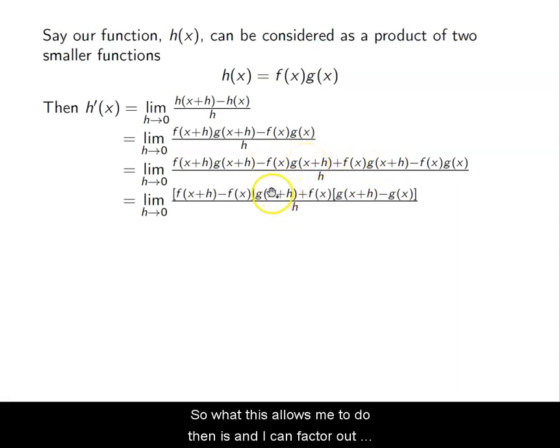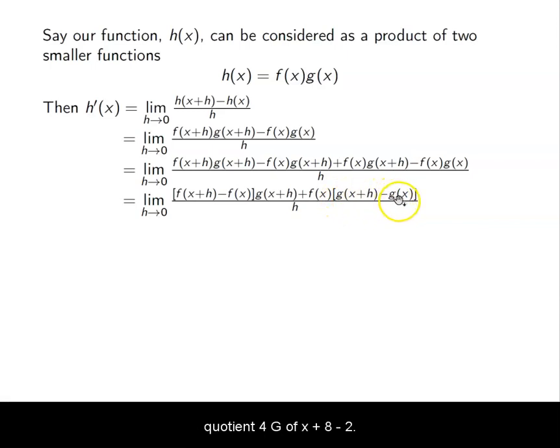What this allows me to do is factor out my g of x plus h on the first half, because it has a common factor of g of x plus h. So I factor that out. That leaves me with f of x plus h minus f of x. On the right side, I'm going to factor out f of x because that's what's common here. What that leaves me is the numerator of the difference quotient for g: g of x plus h minus g of x.